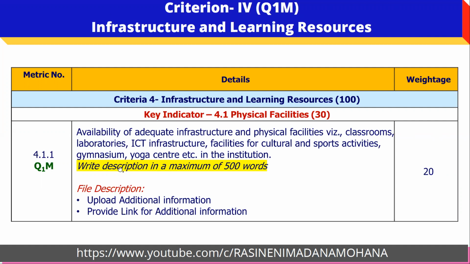So you have to describe in a maximum of 500 words about all these facilities. Then the supporting photographs with geotagging need to be uploaded under file description, upload additional information. Any other extra information you can include on the college website, that link can be provided here. This metric carries 20 weightage. This is a qualitative metric. This can be evaluated during the peer team visit to the campus.